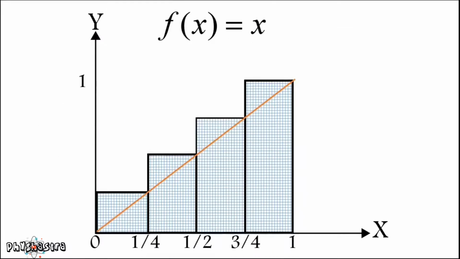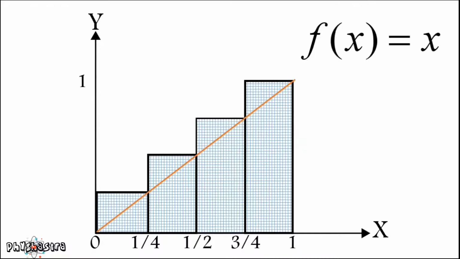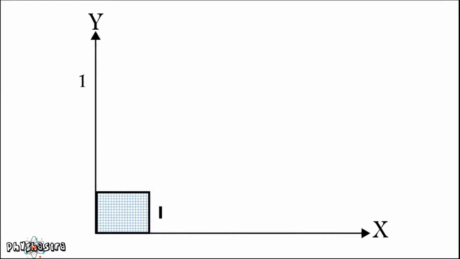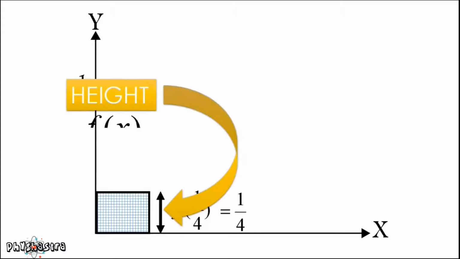Now moving forward, the height will be determined by the function f of x. So if x is at 5, then f of x is 5. In that case, f of x is the height, so the height is 5. If x equals 1 by 4, then f of x is 1 by 4, and therefore the height is 1 by 4. Just keep in mind that f of x is the height at a particular x value.